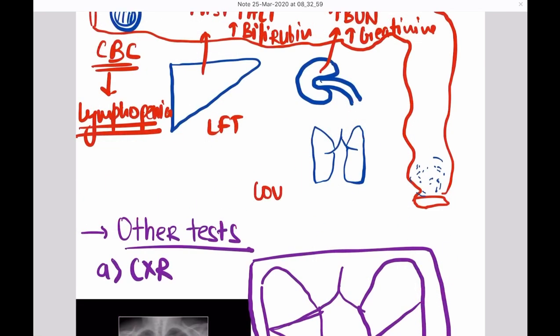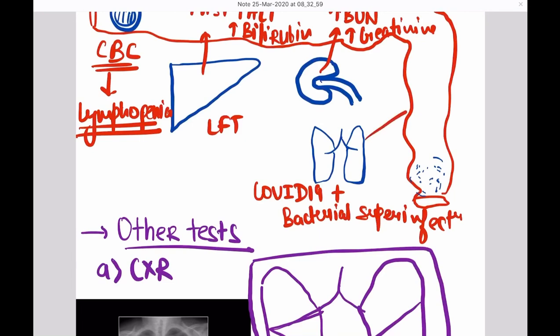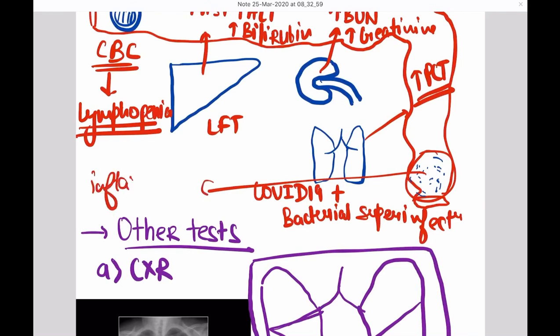If a COVID-19 patient also suffers from bacterial superinfection in the lungs, then there are increased procalcitonin levels in the plasma. The other markers are the inflammatory markers. These are increased C-reactive protein, increased ESR, and increased interleukin-1 that was released from the macrophages.